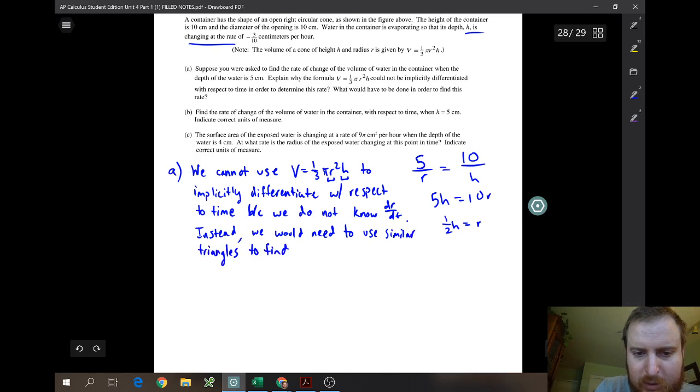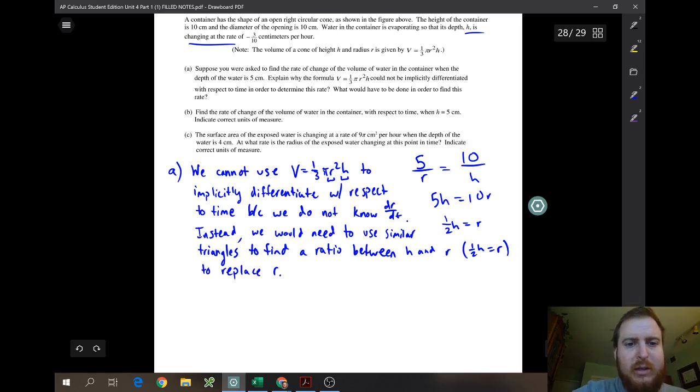To find a ratio between h and r. And in this case, it's 1/2 h equals r, to replace r. So that's kind of our explanation. I know it's a little bit of a weird question there, but that's how we would do that explanation there.